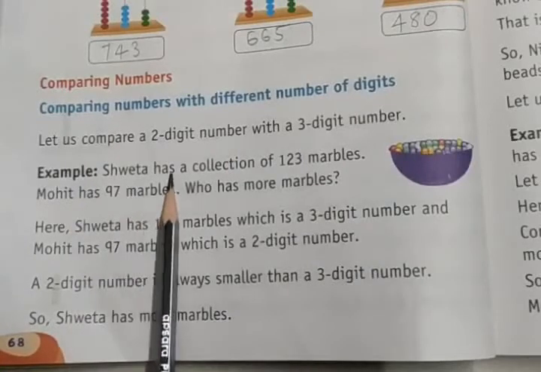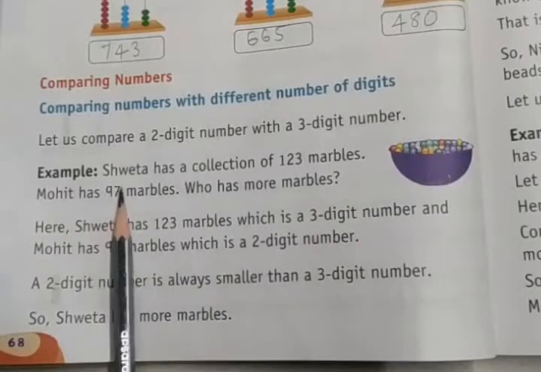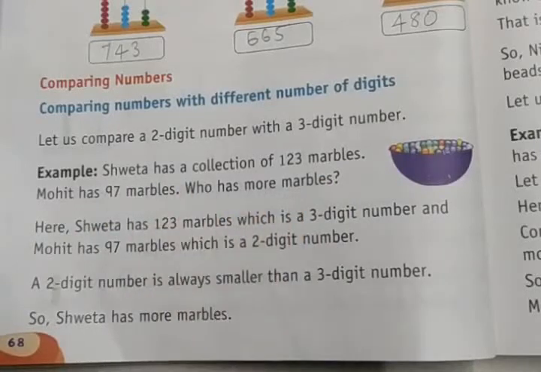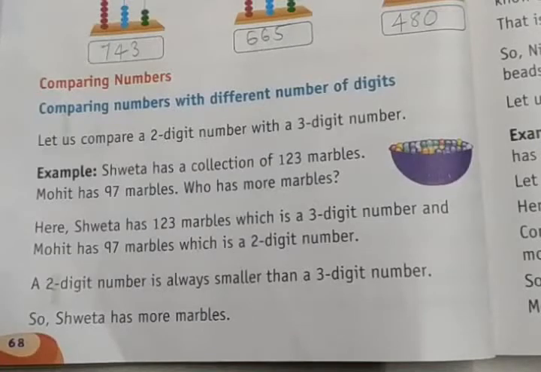Example, Shweta has a collection of 123 marbles. Mohit has 97 marbles. Who has more? Of course a 3-digit number is bigger than a 2-digit number. That you have to keep in mind. A 2-digit number is bigger than a 1-digit number. A 3-digit number is bigger than a 2-digit number. So you have to keep it in mind.